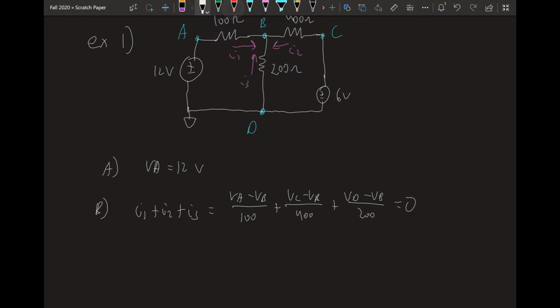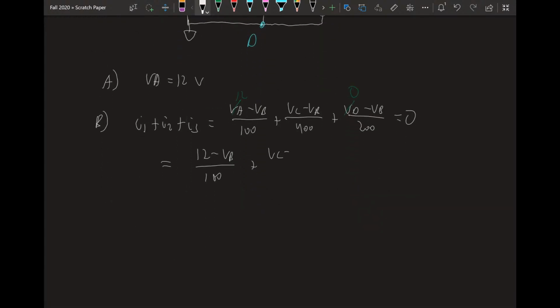But we know some of this. We know, for example, that VA is 12. We know that VD is 0. So we can further simplify this into, yes, sorry, I see a typo in my notes: (12 minus VB) over 100 plus (VC minus VB) over 400 plus negative VB over 200.